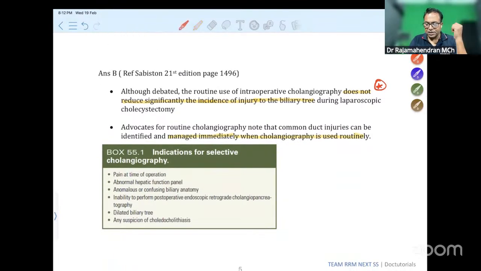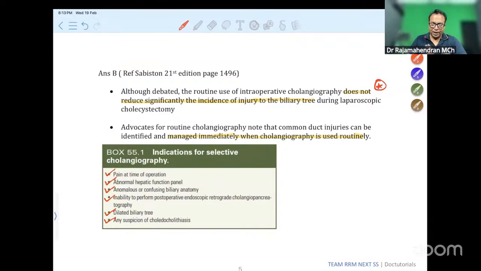So what are the indications of intraop cholangiography? Tokyo guidelines do not recommend routine intraop cholangiography. Pain at the time of operation, abnormal LFT, anomalous biliary anatomy, inability to perform post-operative ERCP, dilated biliary tree, and any suspicion of CBD stone. In these cases, we have to go for intraop cholangiography. So don't forget this point.